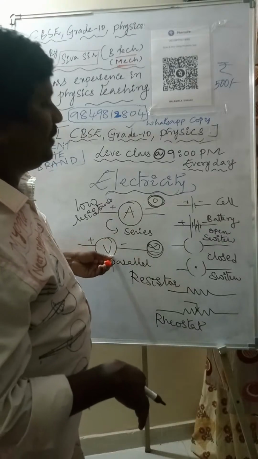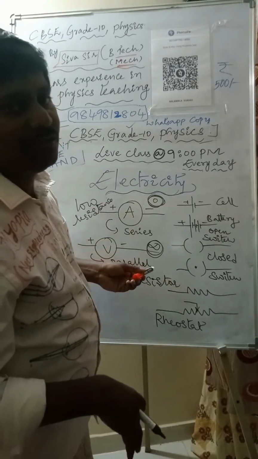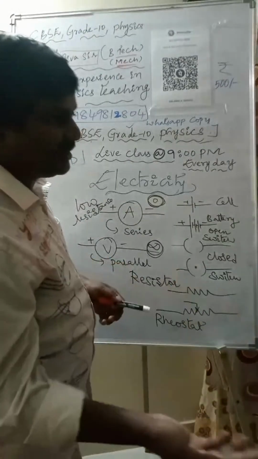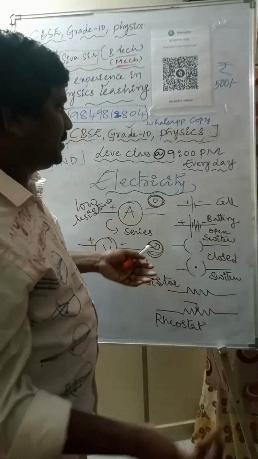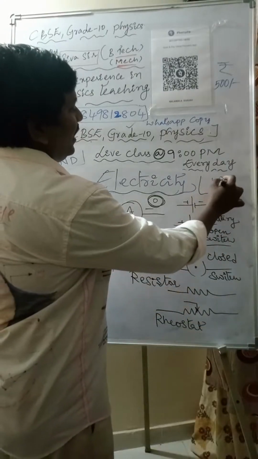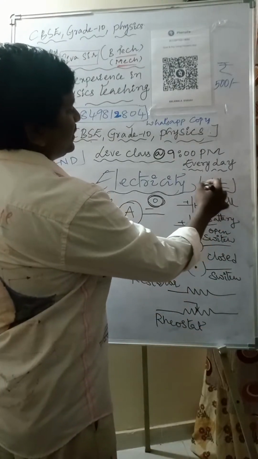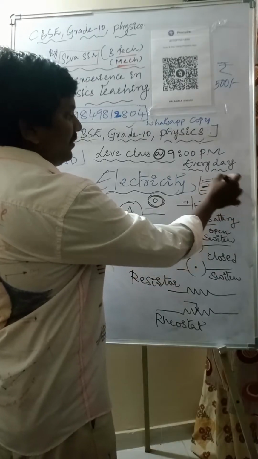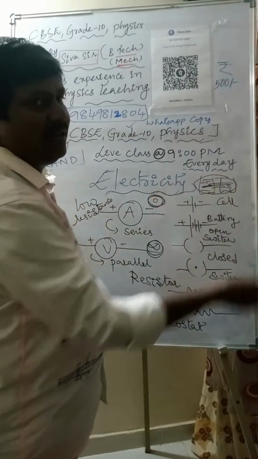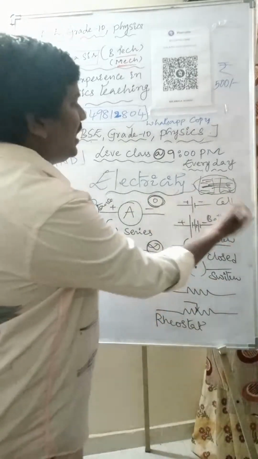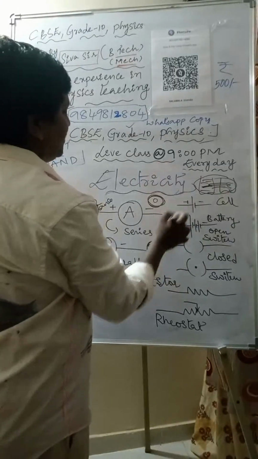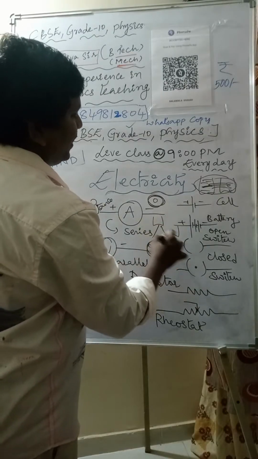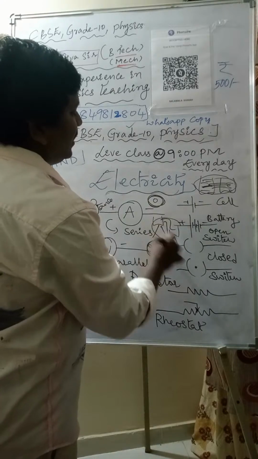So, voltmeter. What is a voltmeter? A voltmeter is used to measure the potential difference, which means some difference must be there. If I take this beaker, with water in it, and there is no height difference, the water will not flow. But if one beaker is kept at a certain height and another is kept lower, then automatically because of the difference, the water will flow.